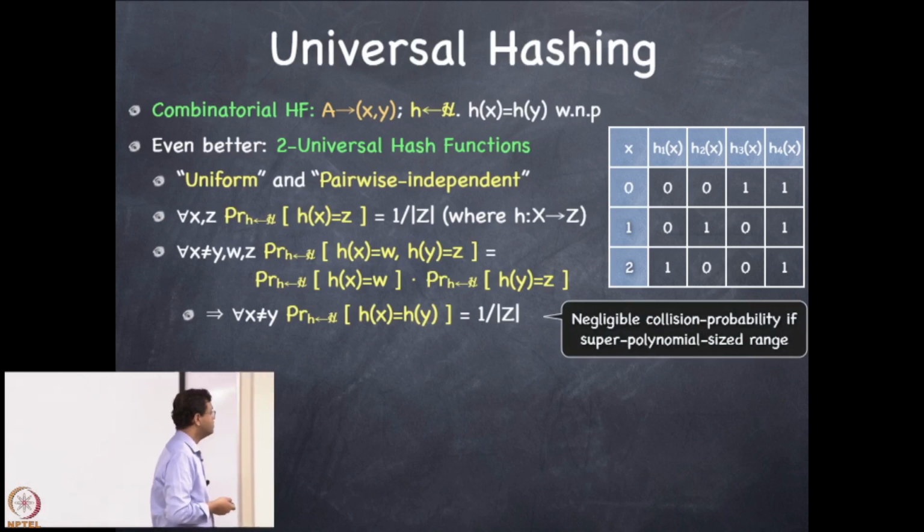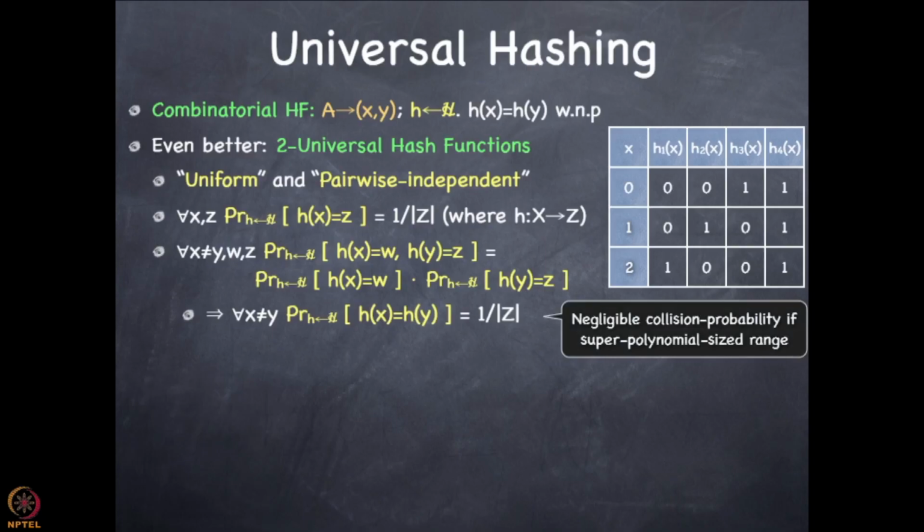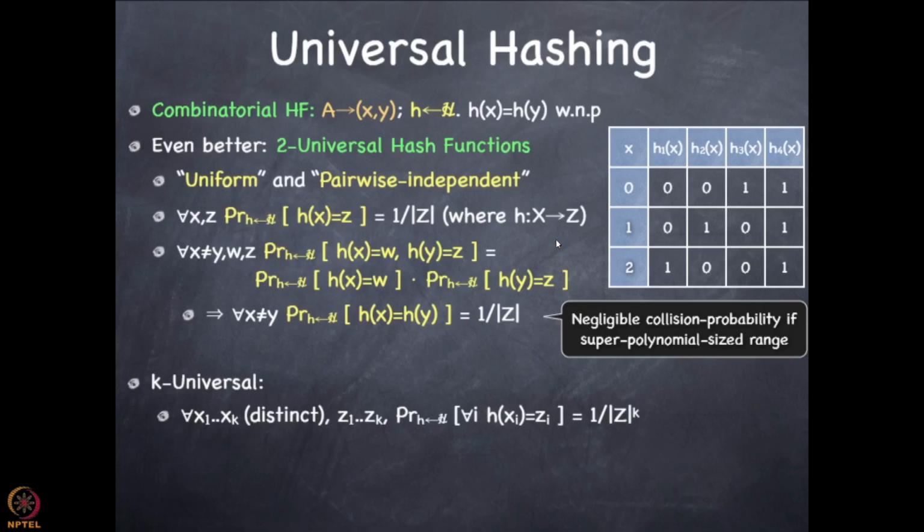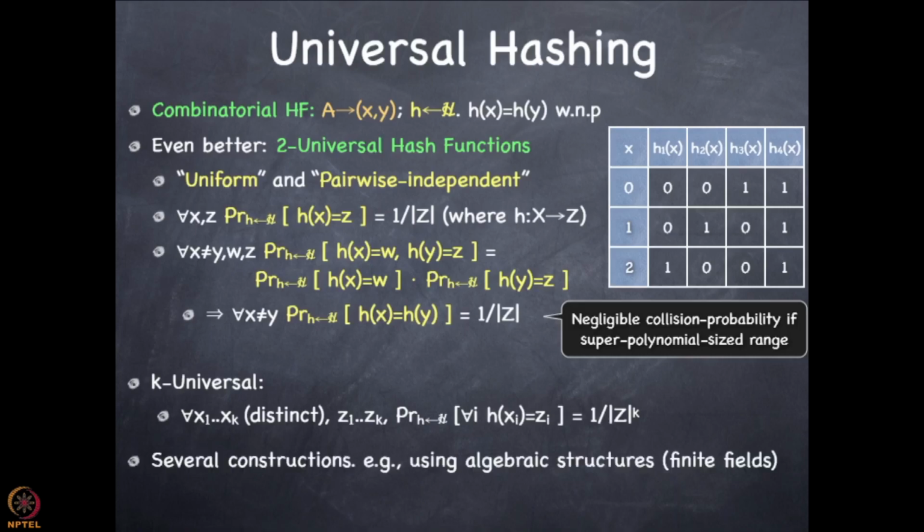Yeah, so we need this size of z to be large. Super polynomial is a technical term for large. This was 2 universal. You can ask for k universal, which is, instead of pairwise independence, you will say there should be k-way independence. So for any k distinct inputs and k possible output values, the probability that these inputs take exactly those outputs should be 1 by z to the power k. That's k universal.